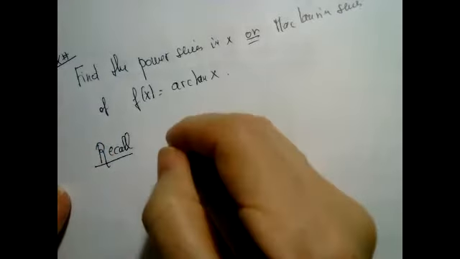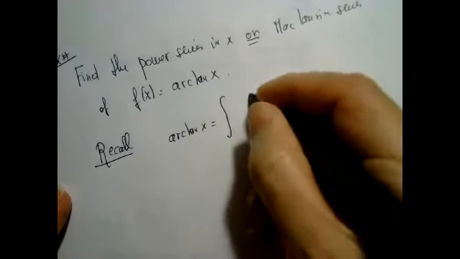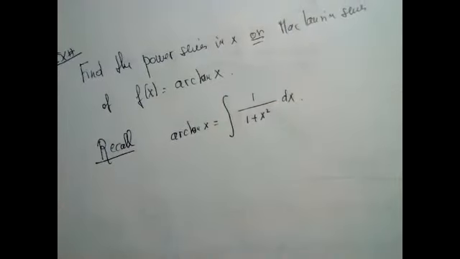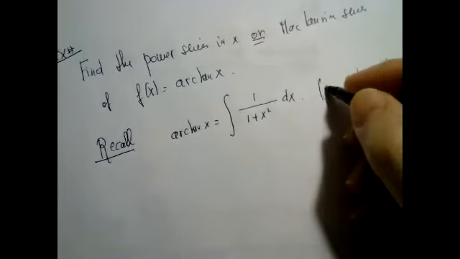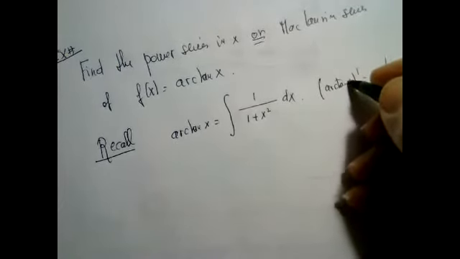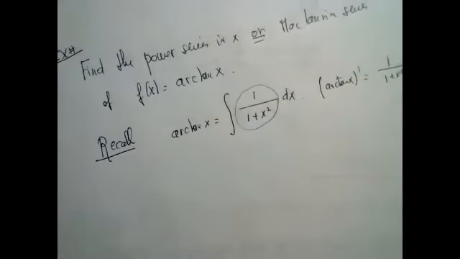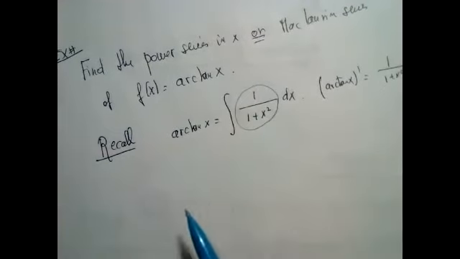Let's recall that arctangent x is the antiderivative of that. Because the derivative of arctangent is 1 over 1 plus x squared. So arctangent is the antiderivative of 1 over 1 plus x squared. And now this is what we do. We know the power series of 1 over 1 plus x squared. To get the power series of arctangent, we just integrate term by term. So let us do it.